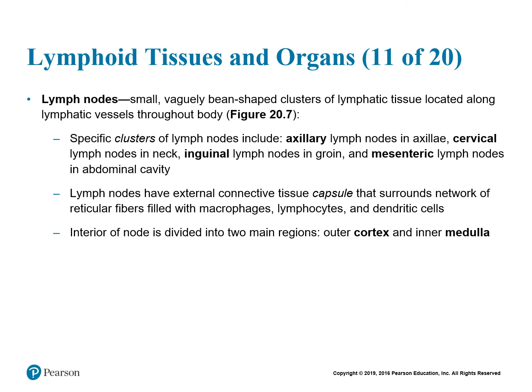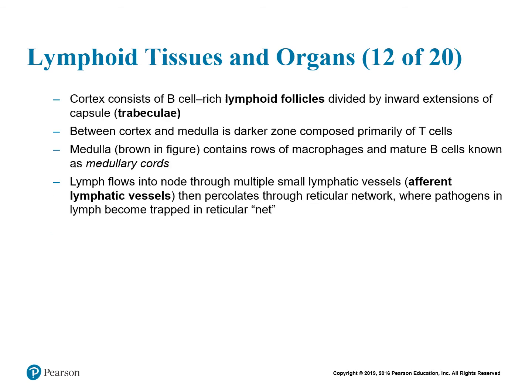Lymph nodes, of course, are found throughout the body. They're again just clusters of those tissues. You have axillary lymph nodes, which are found in your armpits. You have the cervical ones, which are found in your neck, inguinal, which are in the groin area, and then you have the mesenteric, which are found in your abdominal cavity. Again, they do have connective tissue. They form this little capsule. And there are really two regions to this capsule. You have the cortex, which is on the outside, like just about everything that has a cortex. And then you also have the medulla, which is towards the inside.